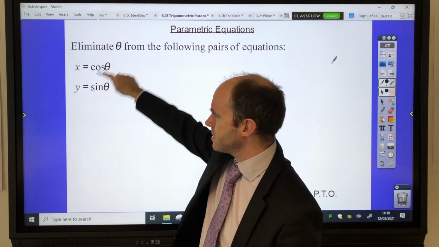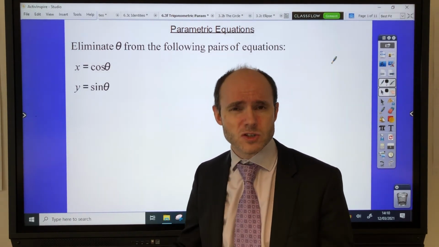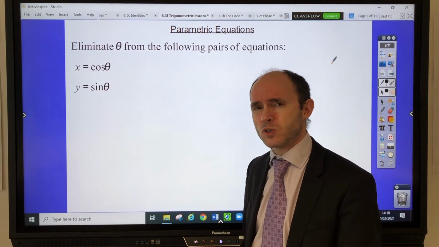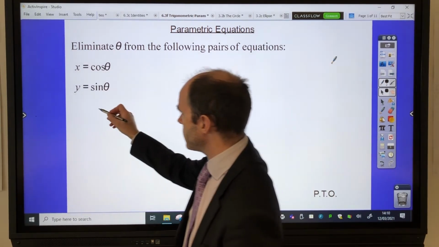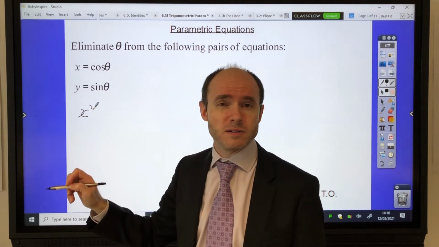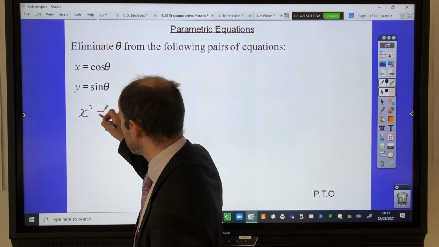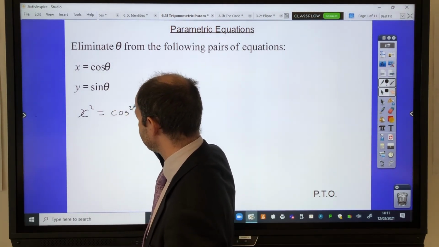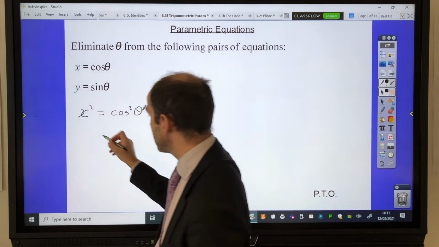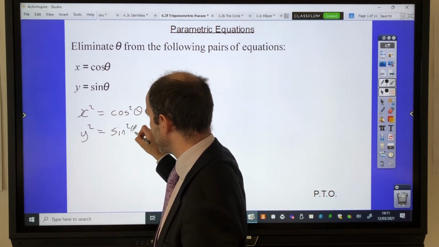Now, the thing to do with these is to use an identity to try and eliminate the trigonometric term. And the identity we're going to use here is sine squared theta plus cos squared theta. Now, what we'll do is we'll square both of these. Maybe in dealing with simultaneous equations, you've not tried squaring both sides, but you can actually do that, of course. On the first equation, you get x squared equals cos squared theta. And the second equation, if you square both sides, you get y squared equals sine squared theta.